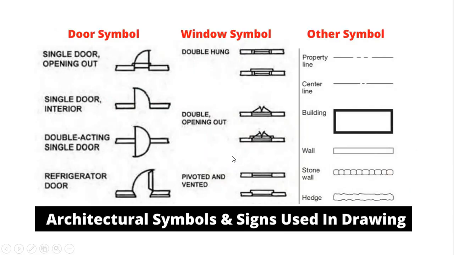So now you can see the different kinds of symbols which we are going to use in our house plan. This is for a single door opening, this is a single interior door, and also a double acting single door. This is a refrigerator door, as you can see, double hung, and different kinds of things. So we will be using these kinds of lines: property line, center line, building outside boundary, wall, and stone wall will be represented like a hedge.